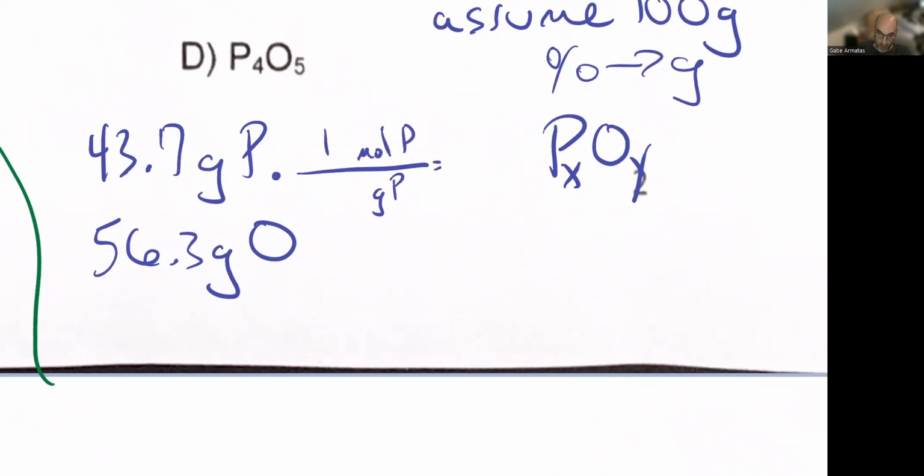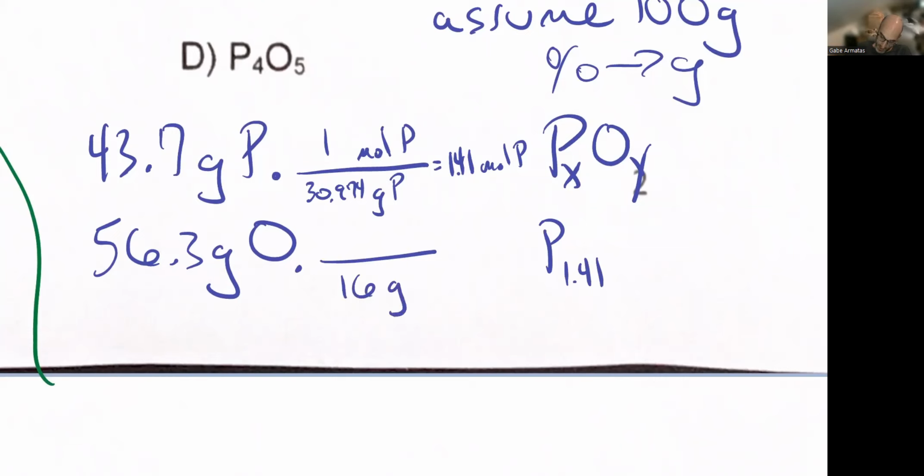So 1 mole of phosphorus is equivalent to 30.974 grams. So 43.7 divided by 30.974 gives me 1.41 moles of phosphorus, which means my phosphorus is 1.41. Now my oxygen. Oxygen is 15.999 grams of oxygen per 1 mole of oxygen.